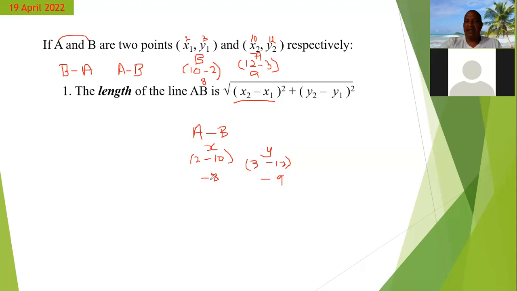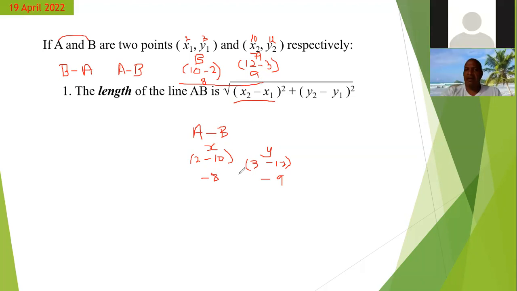Now, it wouldn't matter if you do it this way, because remember, you're squaring them. So when you square a negative, you're going to automatically get back a positive. You follow? So if you calculate it this way and get 8 and 9 positive, or you calculate it this way and get negative 8 and negative 9, when you put them back in the formula, it will work out.